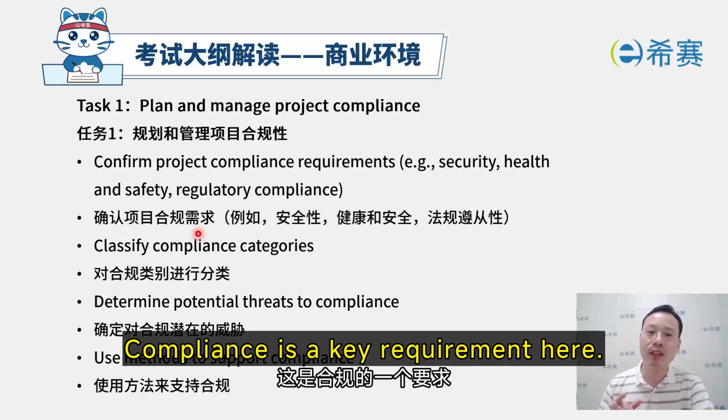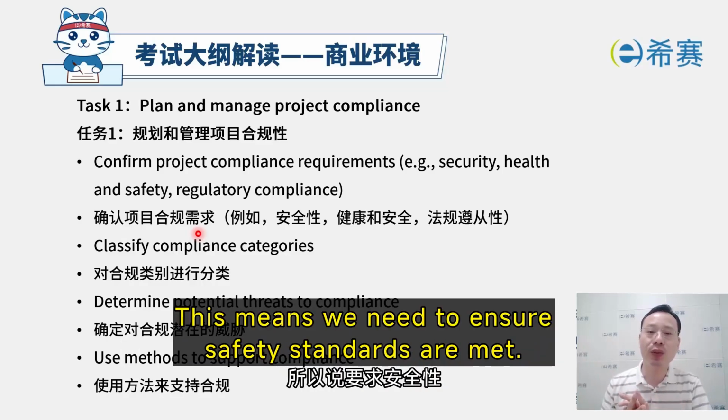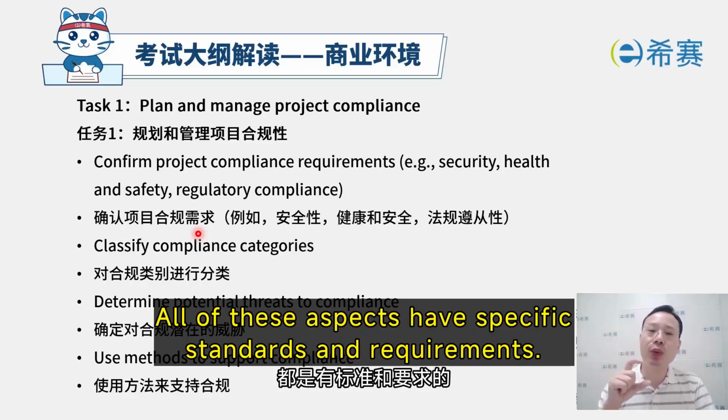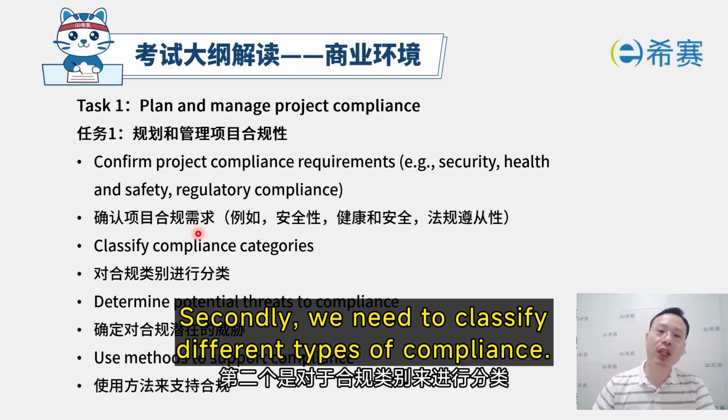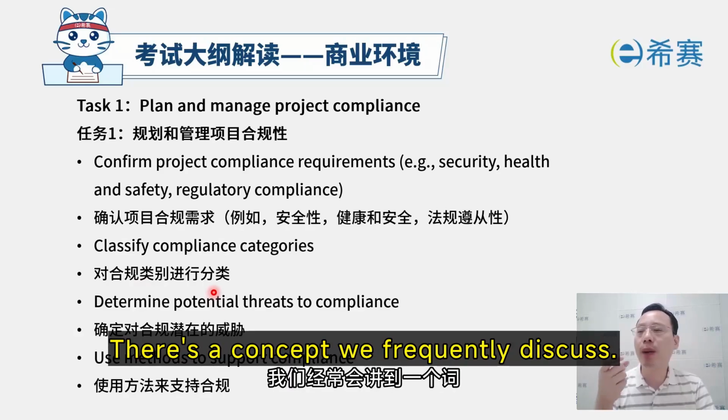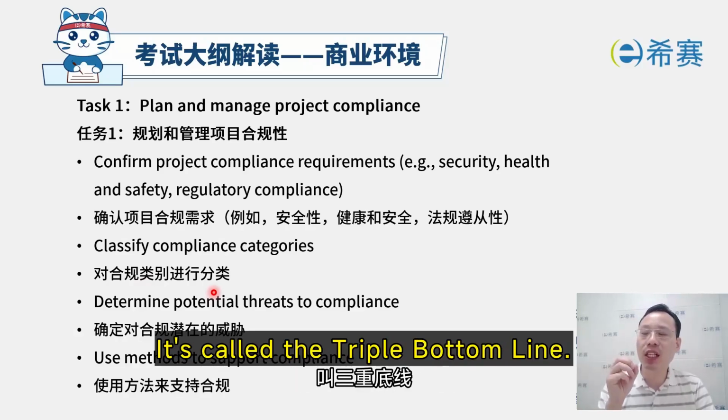Compliance is a key requirement here. This means we need to ensure safety standards are met. Health considerations are also crucial. All of these aspects have specific standards and requirements. Secondly, we need to classify different types of compliance. These categories might encompass various elements. There's a concept we frequently discuss. It's called the triple bottom line.